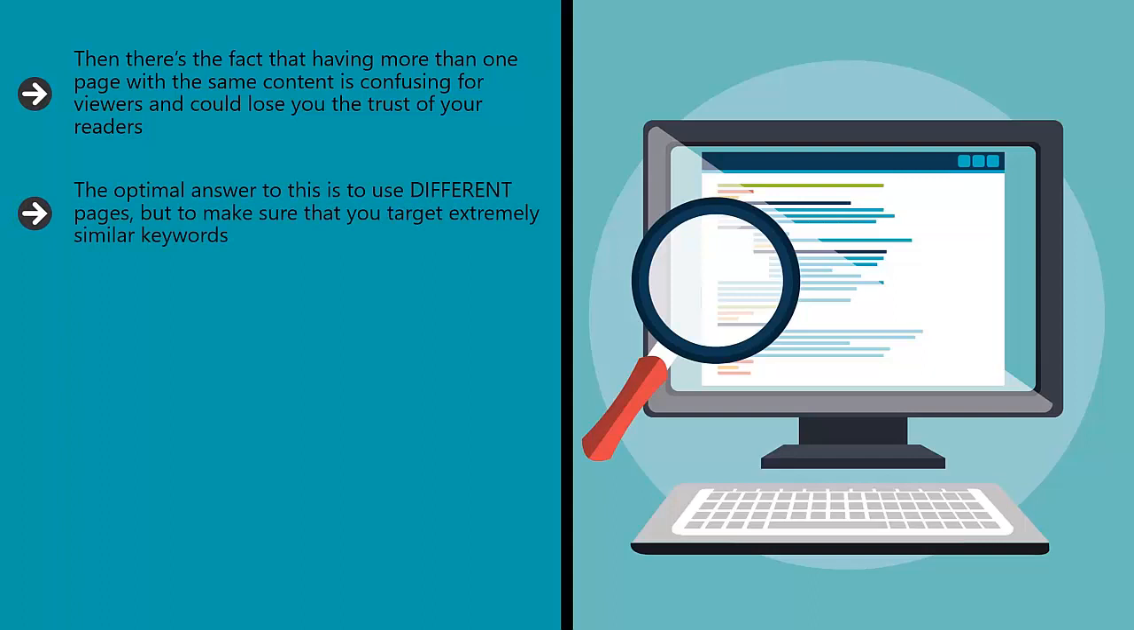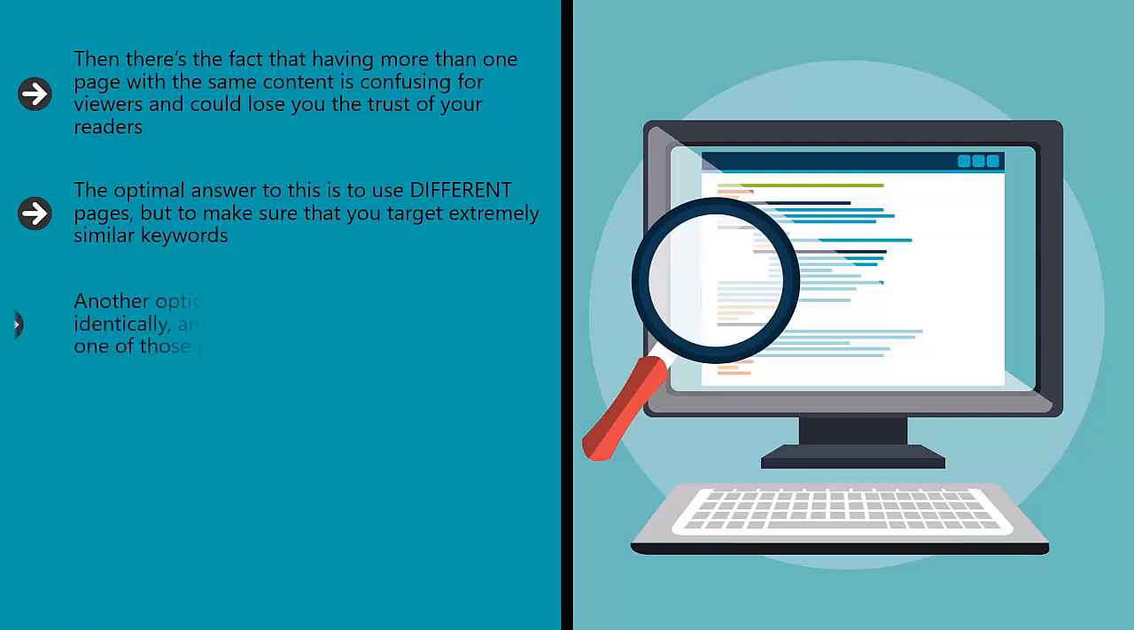The optimal answer to this is to use different pages, but to make sure that you target extremely similar keywords. Use a keyword research tool like KWFinder, www.kwfinder.com, and then target keywords that have similar search volumes and similar KD, keyword difficulty ratings. When you do this, you can try different techniques on similar pages with similar objectives and see which one comes out on top.